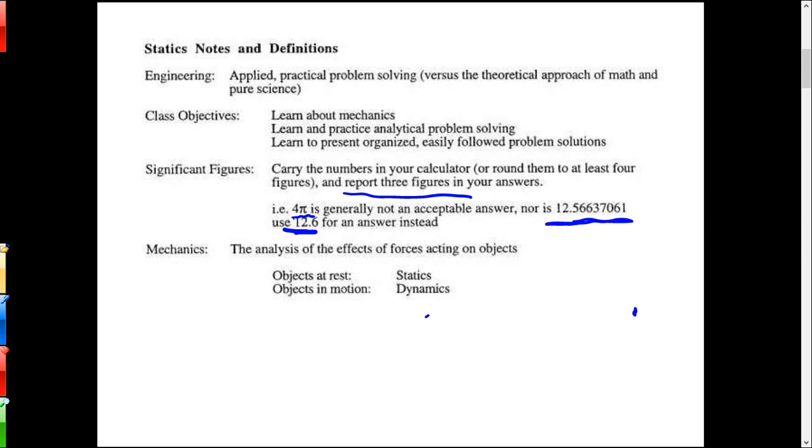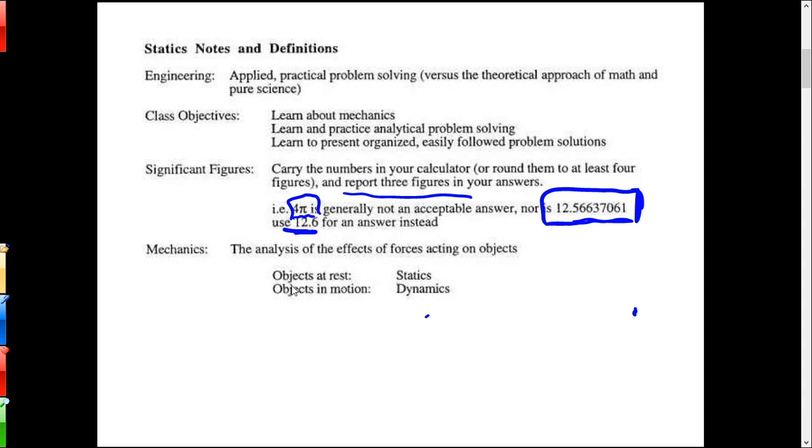So an engineering answer in this class that would represent 4 pi would be 12.6. Now, if you use 4 significant figures, 12.57 or something, that's fine. I'm not going to get too worried about that, but I do not want to see answers like this. Okay, that's too much. I don't want to see answers like that either. I don't want to see answers with only 2 significant figures, because there's too much rounding error that can be introduced there. So 3 or 4 is plenty good.